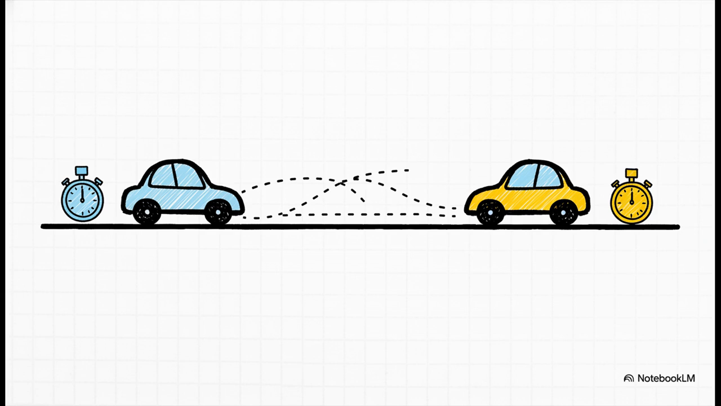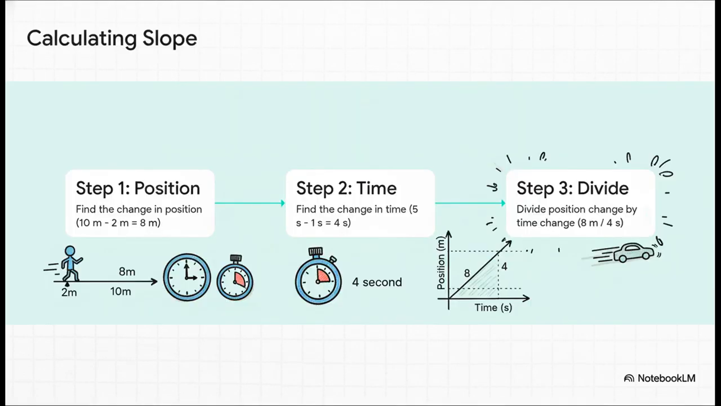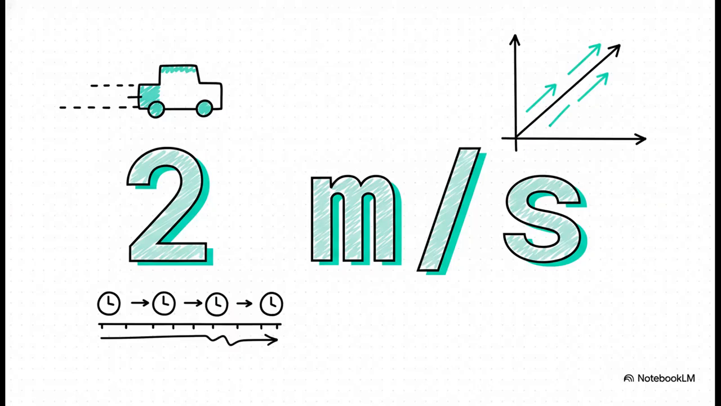Let's figure it out. It's just a 3-step process, super straightforward. First up, we need the change in position. Well, it went from 2 meters to 10 meters, so that's a difference of 8 meters. Easy. Next, the change in time. It went from 1 second to 5 seconds, so that's a total of 4 seconds. And for the last step, we just divide the distance by the time. And boom, there's our answer. 8 meters divided by 4 seconds gets us 2 meters per second.